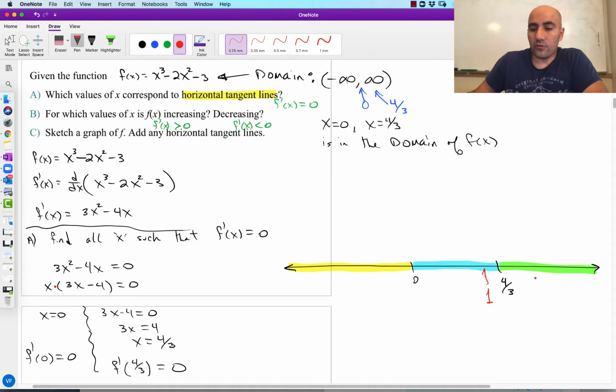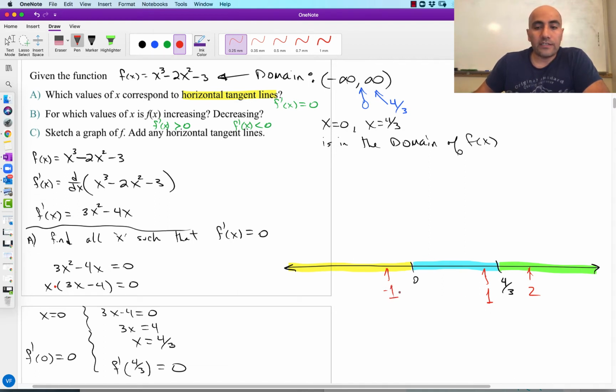And then to the right of that, 2 is a nice convenient test point over here. I could pick 3 or 7, or I could pick 78 if I wanted to, but why make your life more complicated than it needs to be? 2 is a perfectly good choice. And then over in this zone, it's got to be less than 0, so why not -1? So these three are going to become my test points.